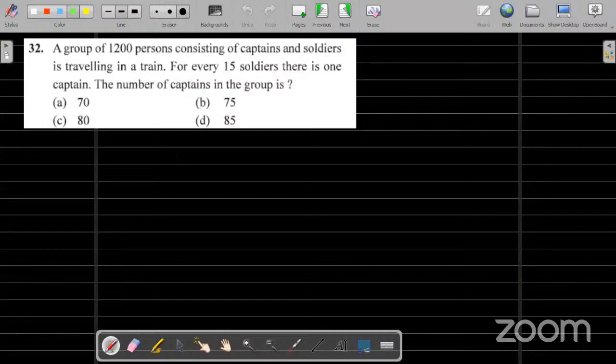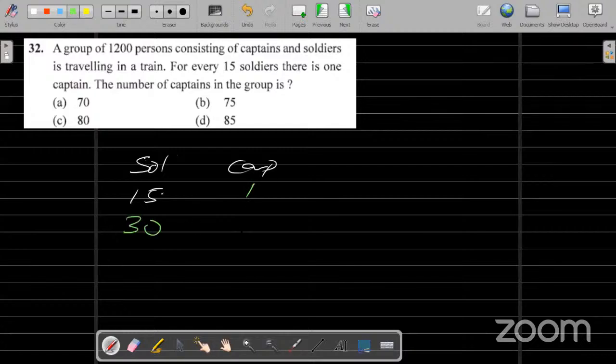A group of 1,200 persons consisting of captains and soldiers is traveling in a train. For every 15 soldiers, there is one captain. Okay. So, soldiers, captain. If the number of soldiers is 15x, then there are x captains. For 15 soldiers, there is one captain.